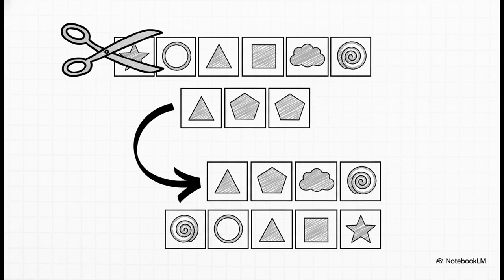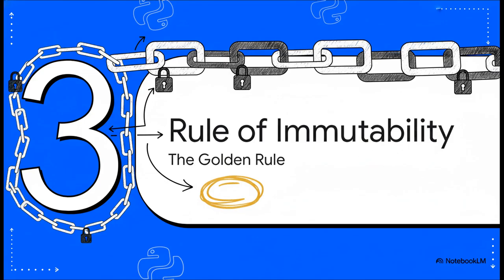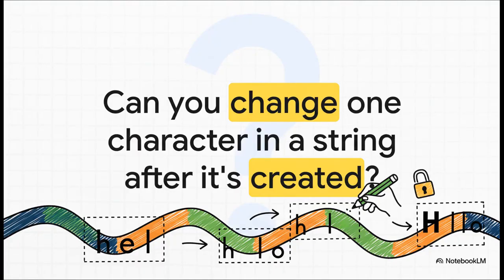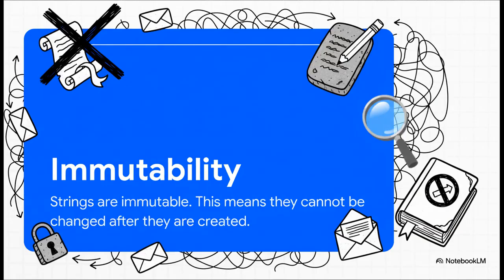How cool is that? Okay, let's pause for a second and talk about what I think is the single most important rule for strings. I call it the golden rule. If you can really get this concept down, it's going to save you so much confusion later on. So that brings up a really important question. You've got your string. Can you just reach in and change one of the characters? Can you edit it? And the answer is a hard no. You can't. Strings in Python are what we call immutable.